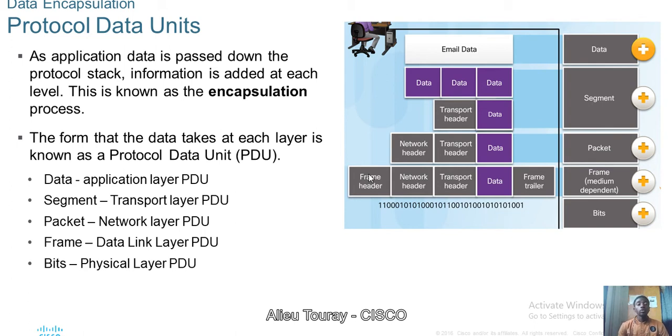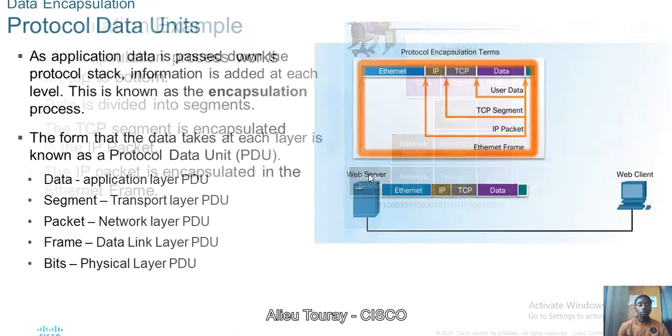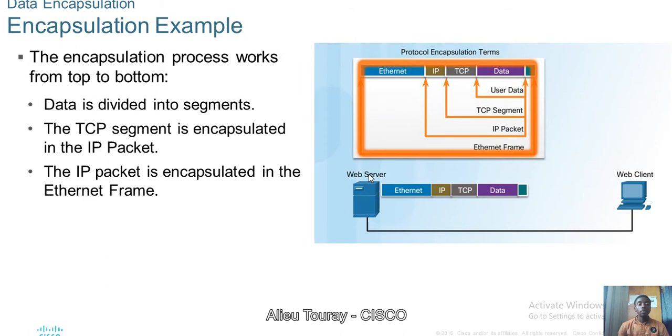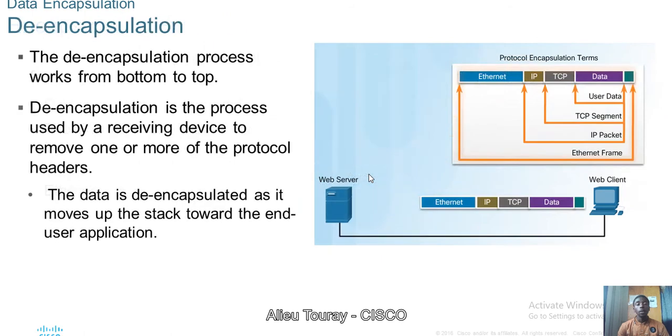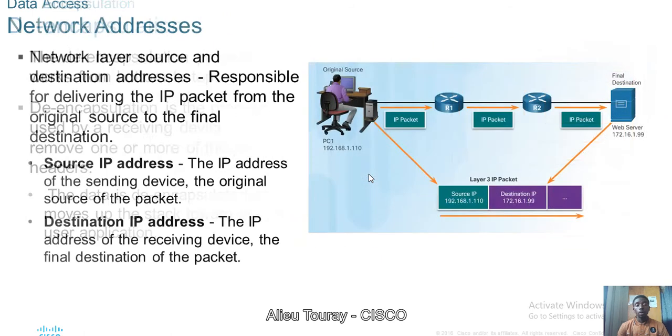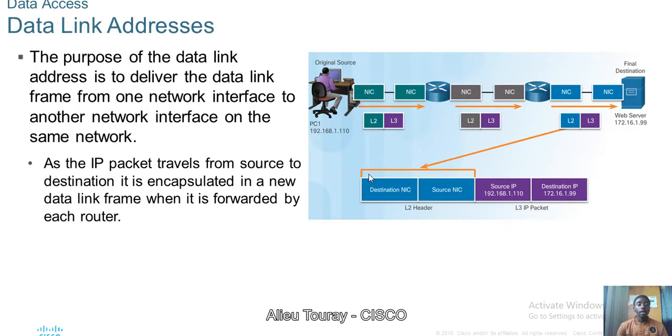Okay guys, like I said, that is the PDU. As application data is passed down the protocol stack, information is added at each level. This is known as the encapsulation process. The form that the data takes at each layer is known as the protocol data unit, or PDU, and that's how the PDU is arranged. The encapsulation process works from top to bottom. You can also work from bottom to top, no problem. That's how data moves.